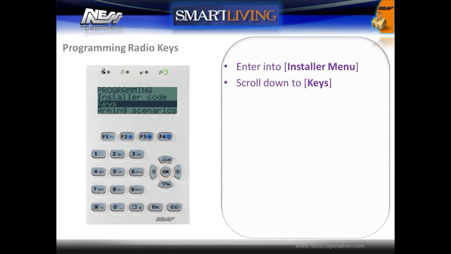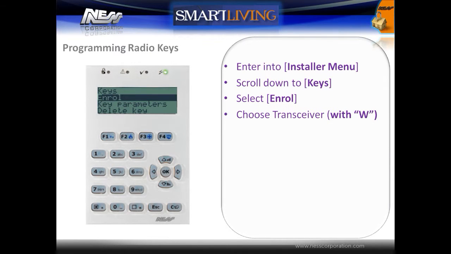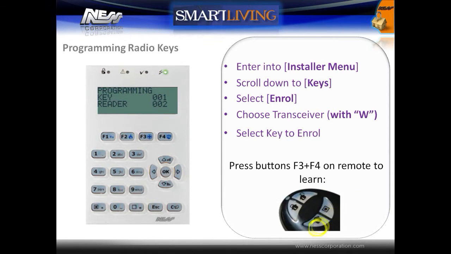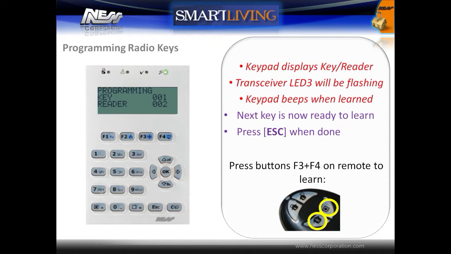Enter the installer menu and scroll down to keys. Select the enroll option and then choose the transceiver, which is the reader with a W next to it. Select the key to enroll and then press the buttons 3 and 4 on the remote to learn. The key being enrolled is displayed on screen and the transceiver's LED 3 will start to flash. The keypad will beep when a key is learned and progress to the next key automatically. Press escape when done.